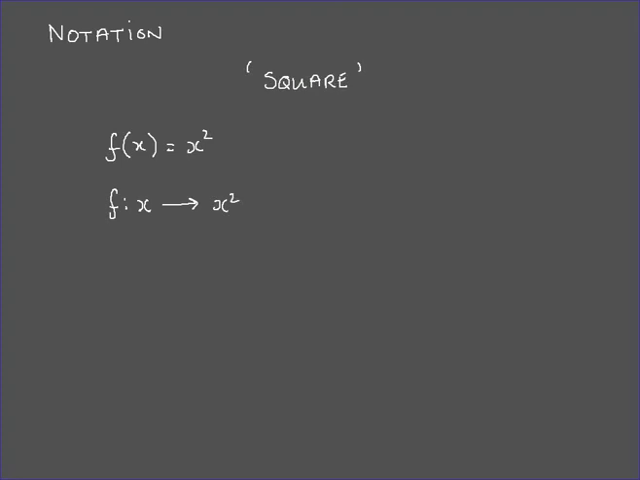And of course we can change the letters. We could have h, y maps to y squared. In the end, what we've got here and what we've got to keep our eyes on is what we're being asked to do. Keep our eyes on what the function is asking us to do, and we can be fine. Commonly seen notations.